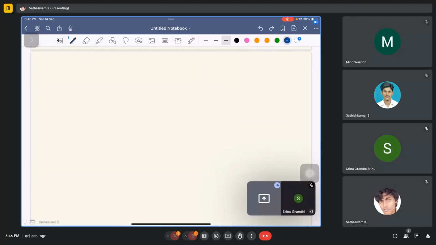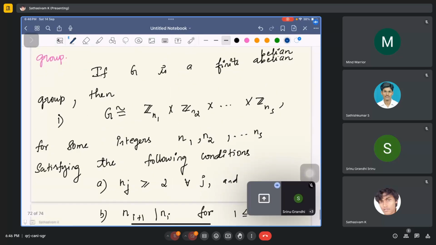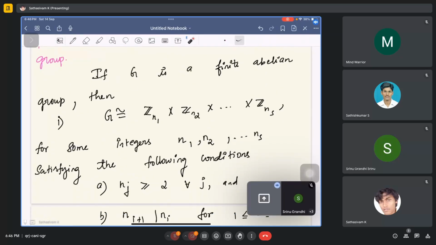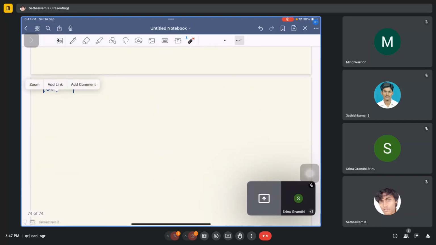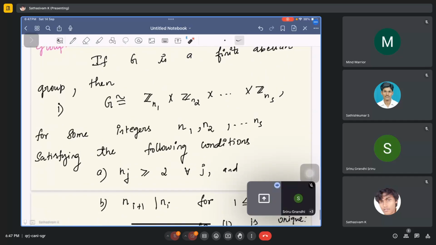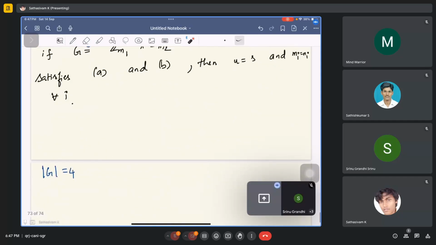So let's start with small order groups. Let's start with the order of G being 4. Maybe try to remember this part only. You write it as a direct product of these. The only thing is that these numbers satisfy this condition: all of these are greater than or equal to 2, and this divides this one, and this divides this one, etc. So Ni divides Ni minus 1, and so on. And another thing is the order has to match. That is all we are going to do.